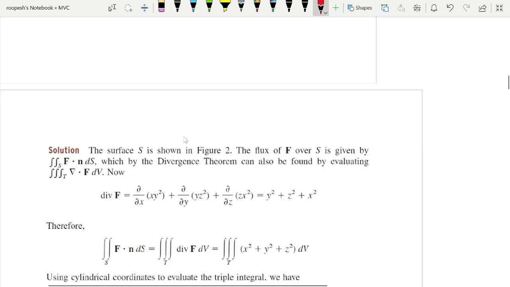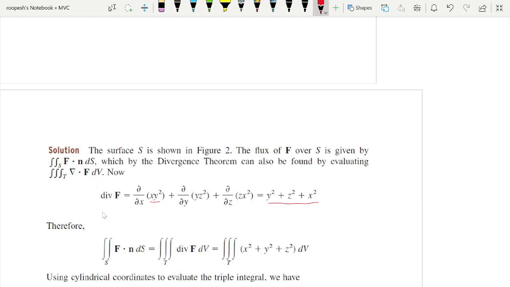So as we have done in the previous case, first we want to find the divergence of F. So divergence of F means ∂/∂x of P plus ∂/∂y of Q plus ∂/∂z of R. Here, when you are finding ∂/∂x of x y square, you will get y square. Now here z square, here it should be x square. So what you are getting is y square plus z square plus x square.